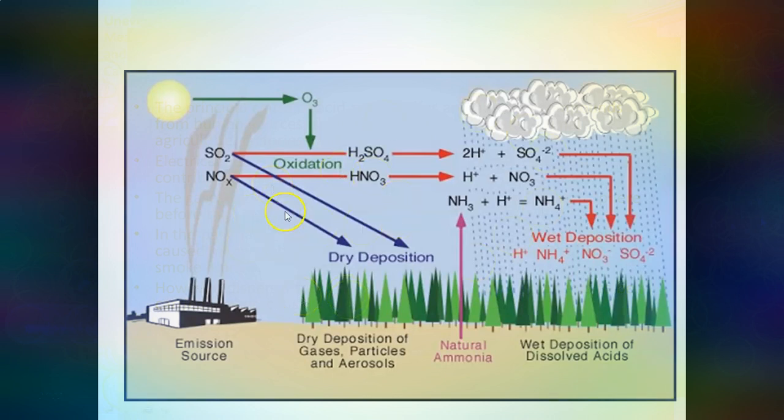So this figure shows how NOx and SOx, the oxides of nitrogen and oxides of sulfur, are converted into sulfuric acid and nitric acid, and this is the dry deposition and this is the wet deposition. This is the emission source, a factory.